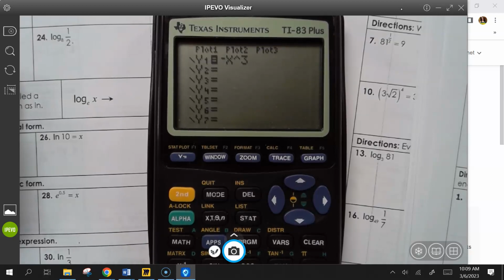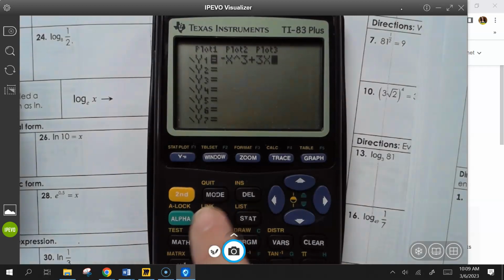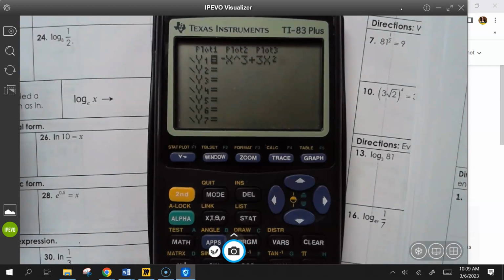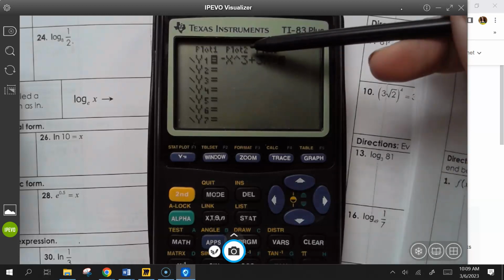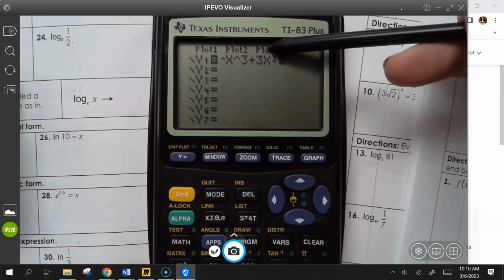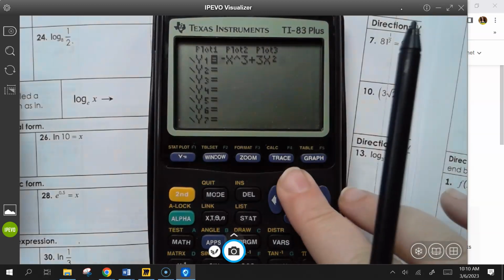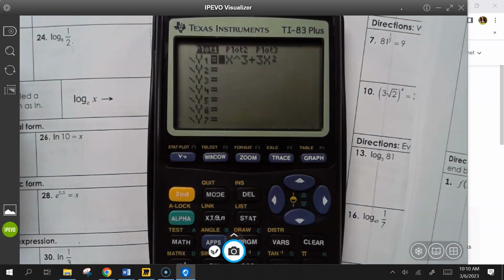And then I'm going to do plus 3. I'm going to hit X again and then the squared button. Make sure as you look that none of these plots here are highlighted in black. See how mine are not highlighted? If they look like this, you need to go up, hit enter on them, and come back down, because it's a stat plot and it'll mess your graph up.